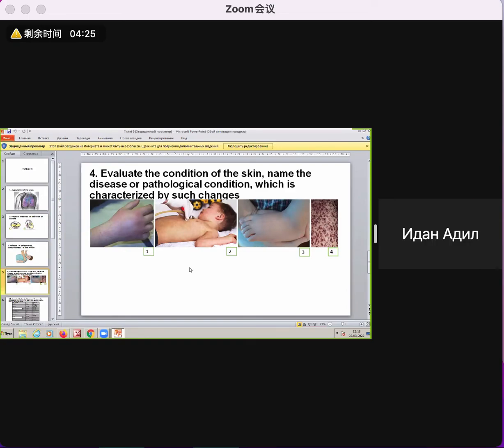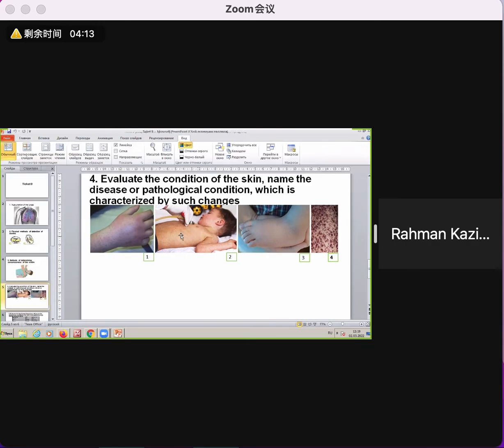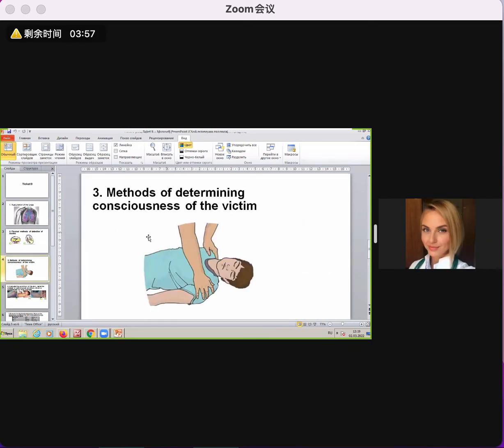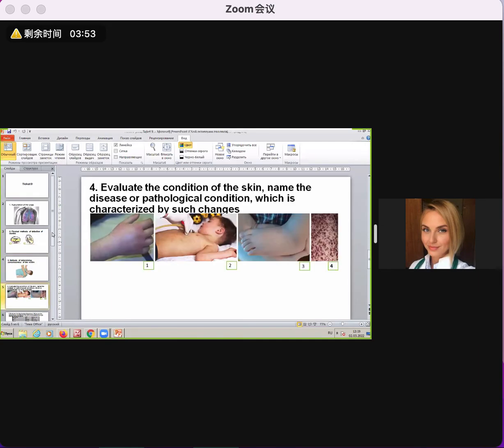What is this? The first and the third picture is edema. Maybe edema. The first one is purpura. Second, yes, Schönlein-Henoch purpura or hemorrhagic vasculitis, yes, in a boy. So these are hemorrhagic skin elements, purpura or Schönlein-Henoch. Very good.